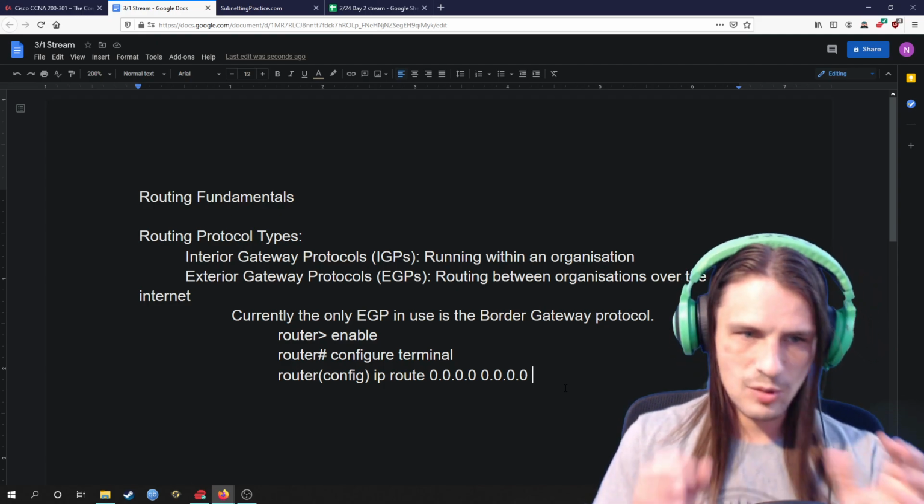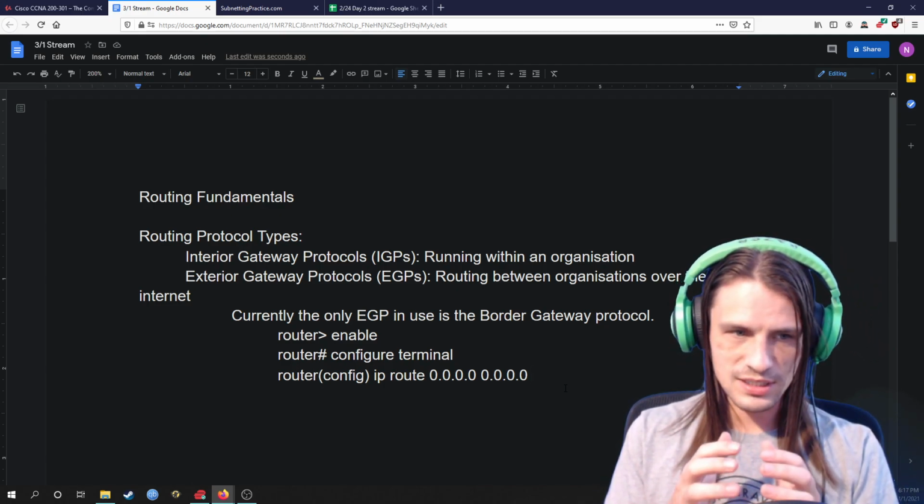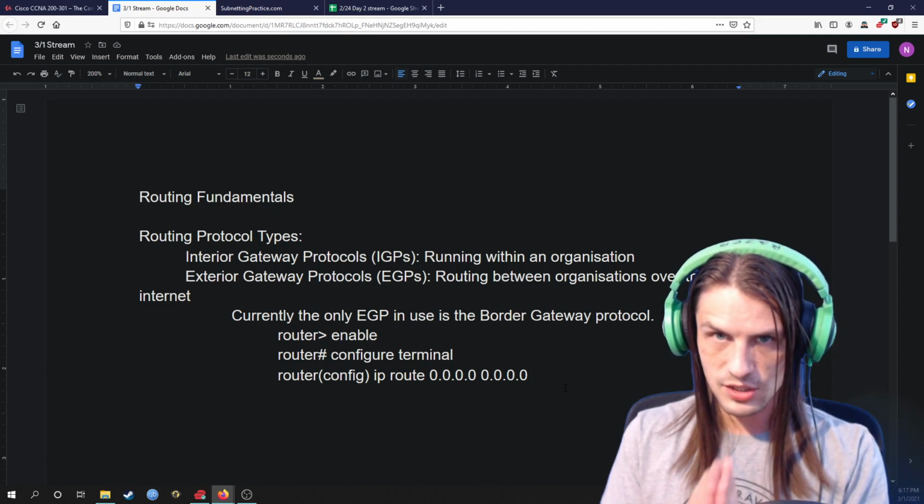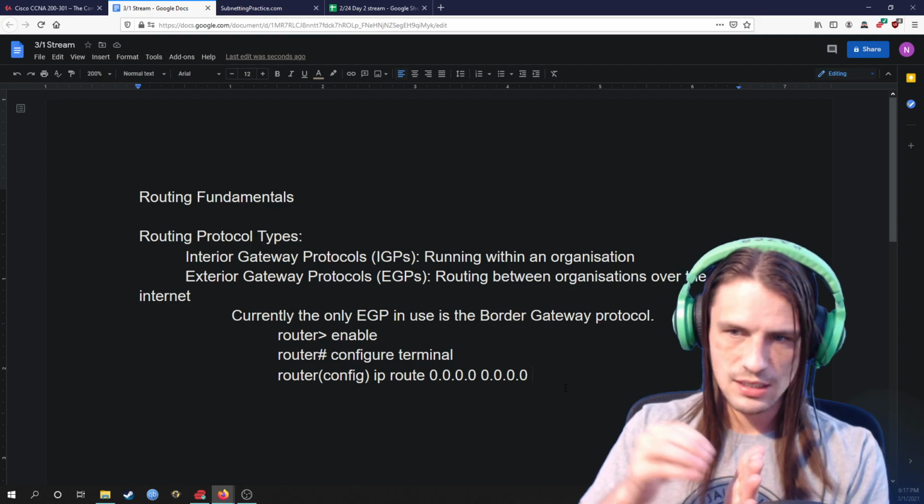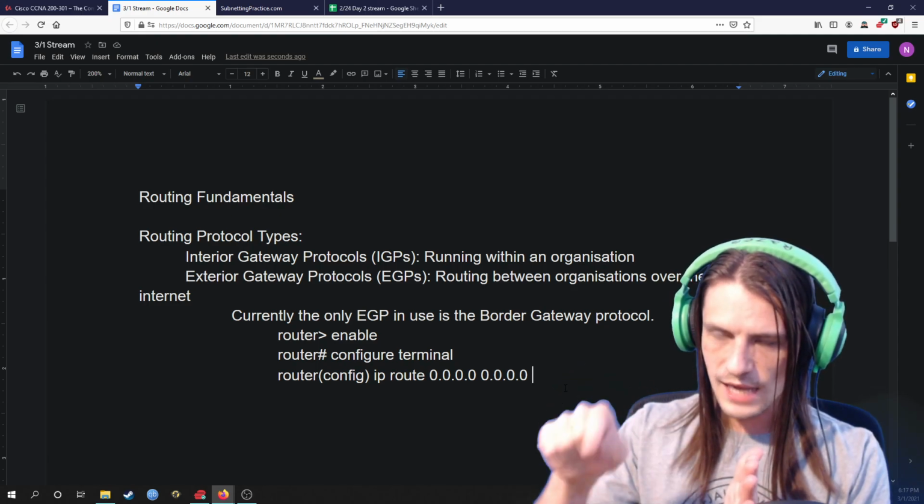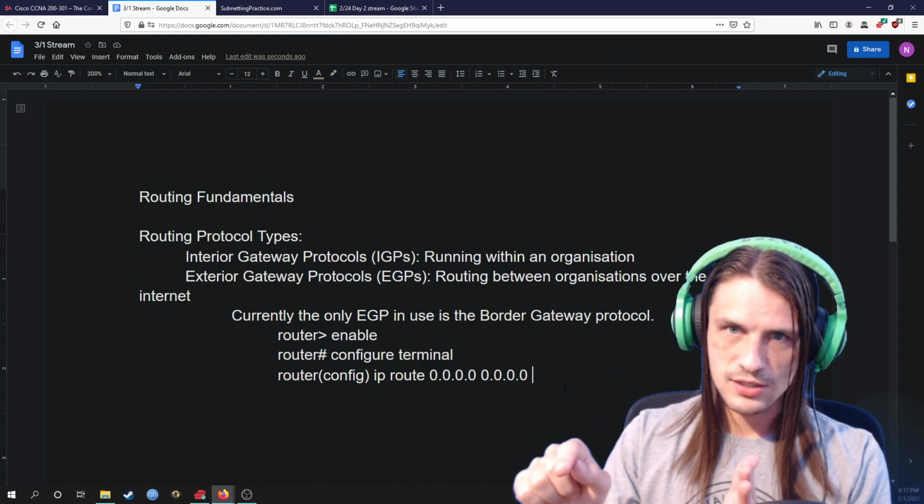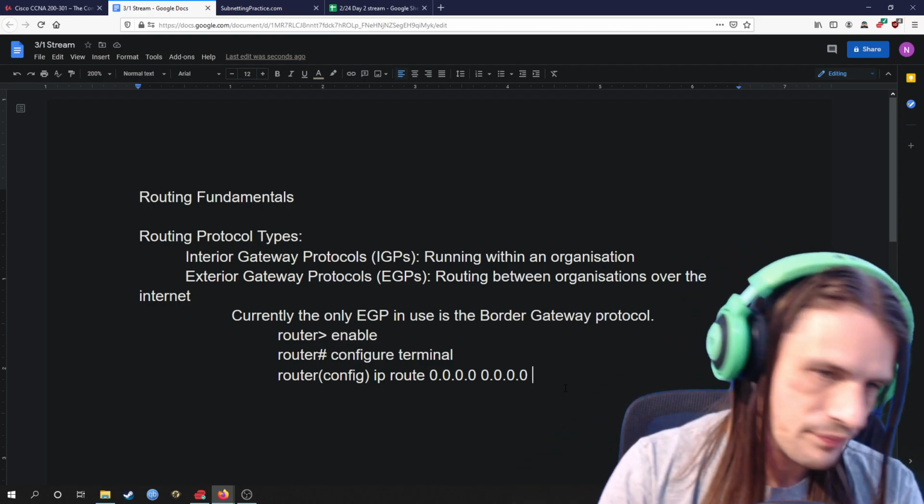So again, this is going to be placed on the border gateway. This is going to be placed on the router that's right on the edge of the network. So the next, the IP you're going to use is the one that your service provider has.